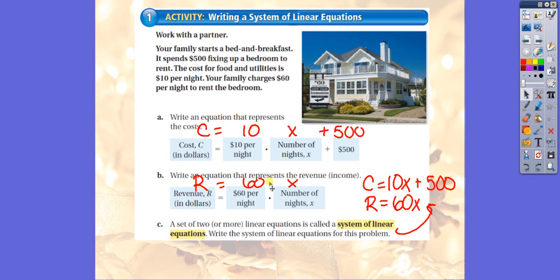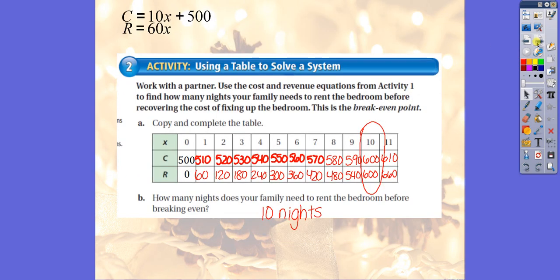And then an equation that represents the revenue or the income they earn from renting out the room. And so that is R equals 60 times X. And then it wanted you to just write them together because it's a system of linear equations. A system of linear equations is just a set of two or more, but for now, we'll only be looking at two linear equations. And so then you could use these linear equations to figure out their cost after a certain number of nights, X, and their revenue after a certain number of nights, X.